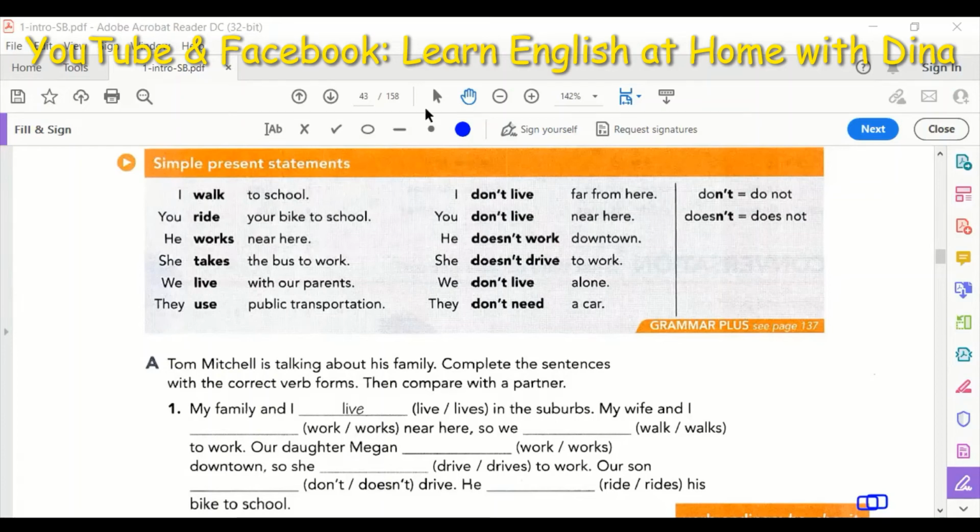Yes, go. I don't live far from here. Yes. Go on. You don't live near here. Perfect. He doesn't work downtown. That's really so good. Thank you so much. You're welcome, Sharufa. Thank you. We have Mona Adil. Mona?